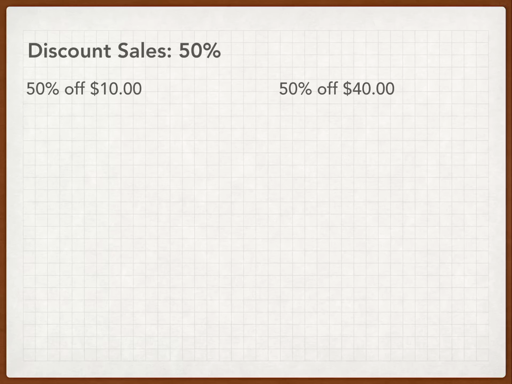We're going to look at discount sales. In this video, we're just going to look at 50% sales. Okay, so 50% is also known as half. If we have 50% of a cake, you've only got half of your cake.